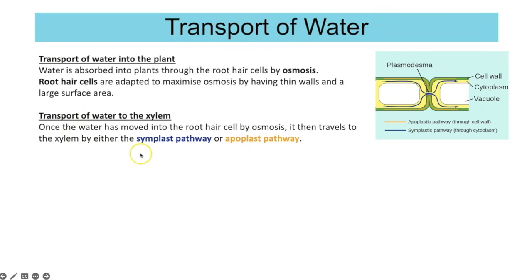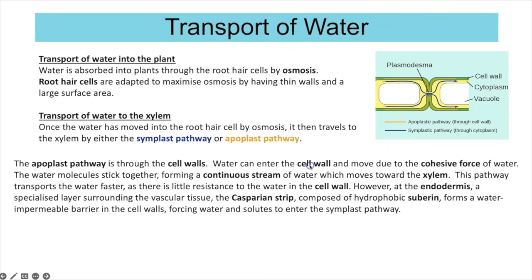to the xylem either through what we call the symplast pathway or the apoplast pathway, which we can see here in the diagram. The symplast is shown in blue and the apoplastic pathway is shown in orange. So the apoplast pathway is through the cell walls, which we can see here. The water moves through those cell walls. The water can enter the cell wall and move due to cohesive forces, meaning the water sticks together with hydrogen bonds. And it forms this continuous stream of water which moves through the cell walls towards the xylem.